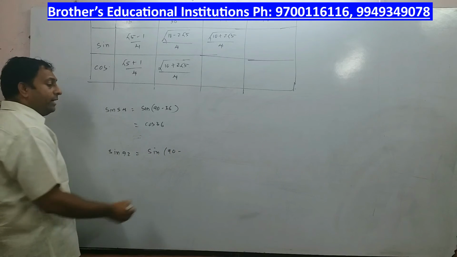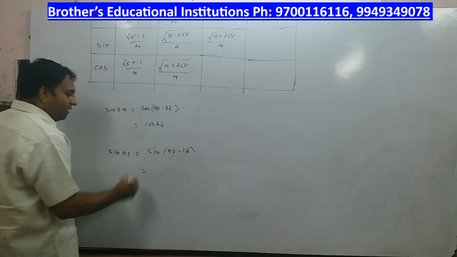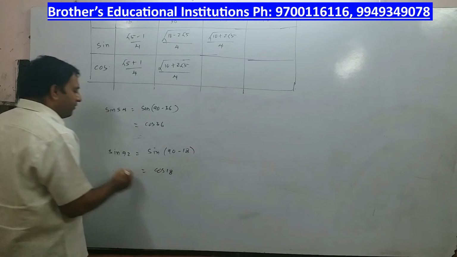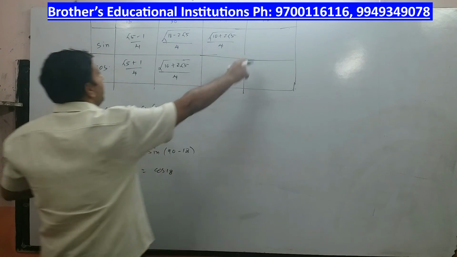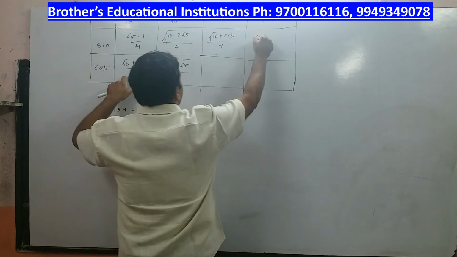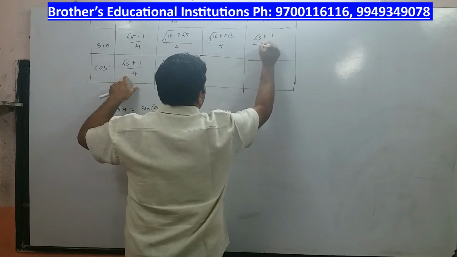Similarly, if I want to find sine 72, sine 72 is equal to sine of 90 minus what? 90 minus 18 is 72. So sine 90 minus 18 is what? Cos 18. So if I want to find sine 72, it is nothing but cos 18. So sine 72 is nothing but cos 18, which is root 5 plus 1 by 4.